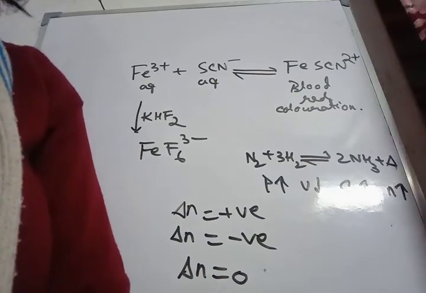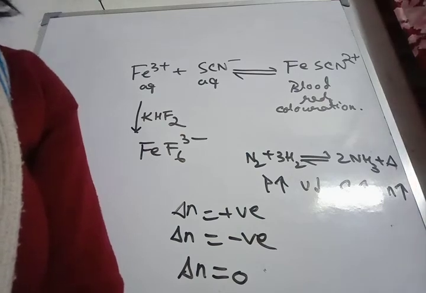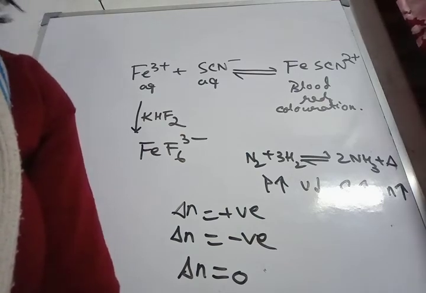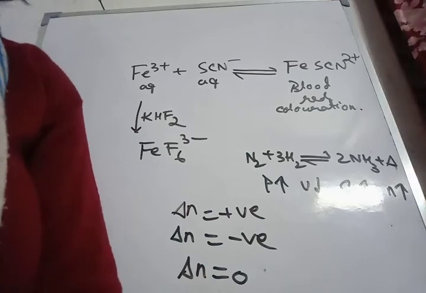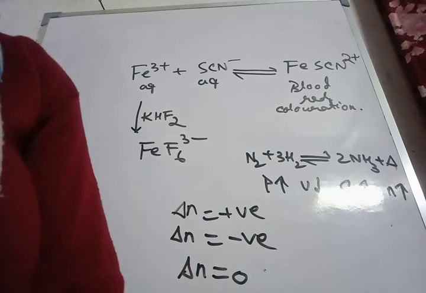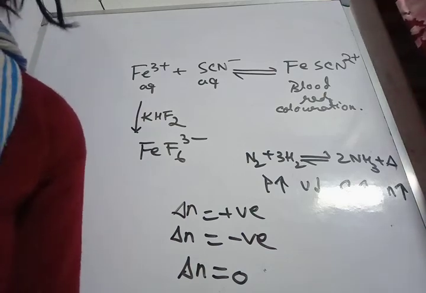Now, last one, the effect of a catalyst on equilibrium. If a catalyst is introduced in the system at equilibrium, there is no change in the state of equilibrium. This is because a catalyst increases the rate of the forward as well as that of the backward reaction to the same extent. It simply helps in the early attainment of the equilibrium state.